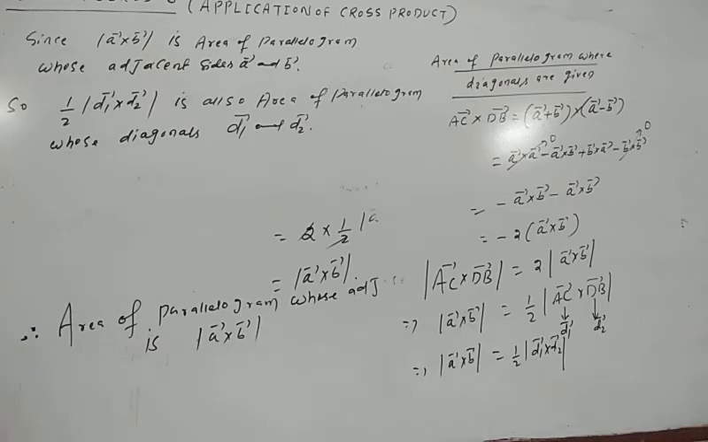So if the diagonals are given, then the area of the parallelogram is half into the magnitude of d1 cross d2. If adjacent sides are given, then the area of the parallelogram will be the magnitude of a cross b. Okay, now we do some problems on the area of a parallelogram and the area of a triangle.